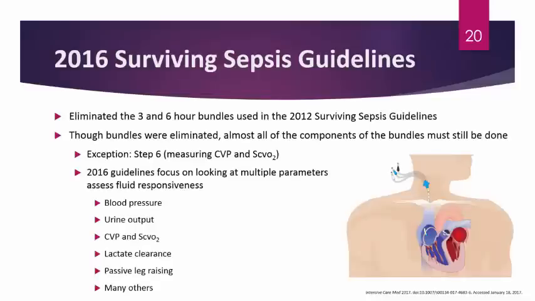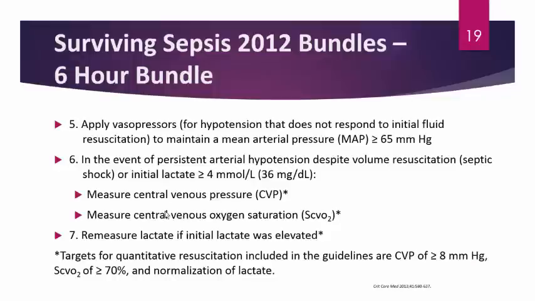So as I mentioned before, the 2016 guidelines eliminated the 3 and the 6 hour bundles that were used in the 2012 guidelines that we just mentioned. But though those bundles were eliminated, almost all the components of the bundle still have to be done per the 2016 guidelines, with the exception of step 6, which was the CVP, or central venous pressure, as well as central venous oxygen saturation.